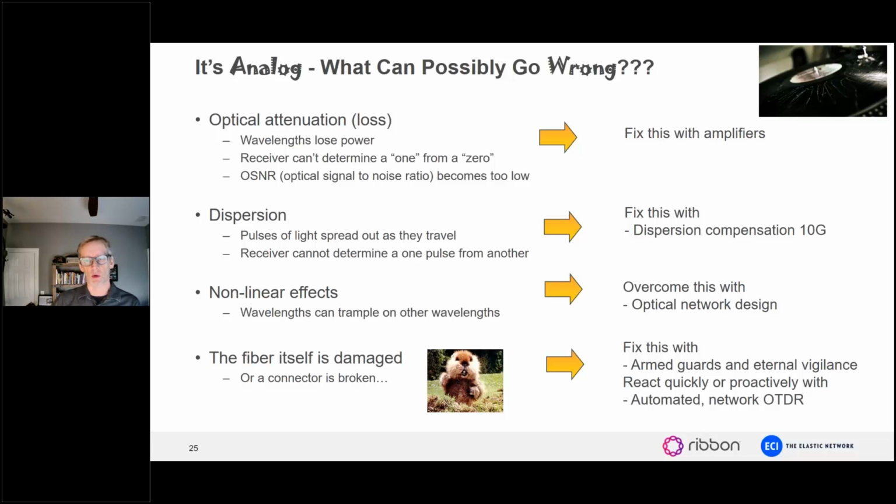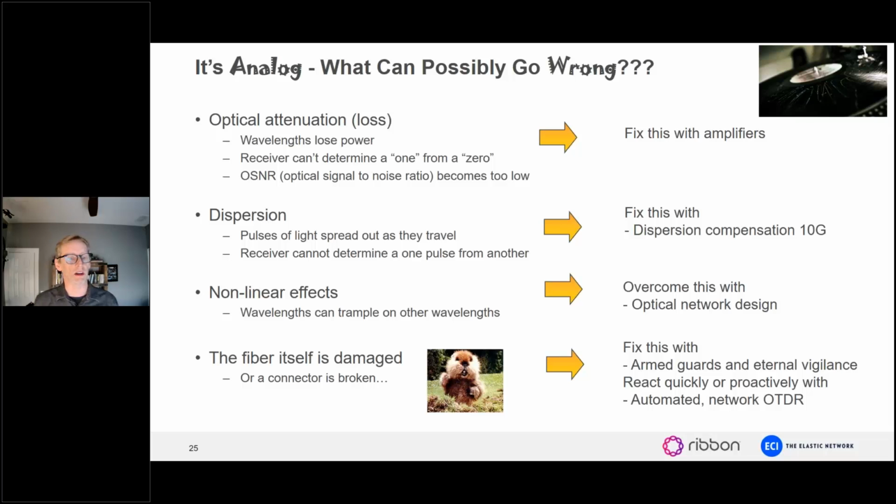The second thing that can go wrong, and this is mostly a 10G thing, is dispersion. For 100 gig and above, for coherent systems, dispersion is not so much of a problem. Basically, think about 10 gig, which was an intensity modulated direct detected system. Those pulses of light actually spread out as they travel down the fiber, so the receiver can't tell one pulse from another. You fix that with something called dispersion compensation.